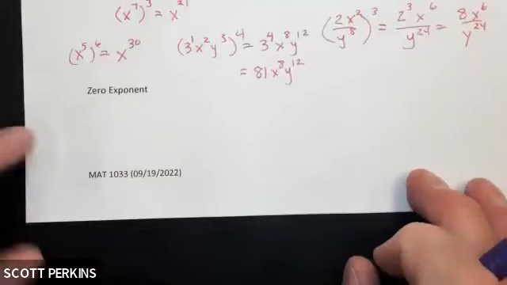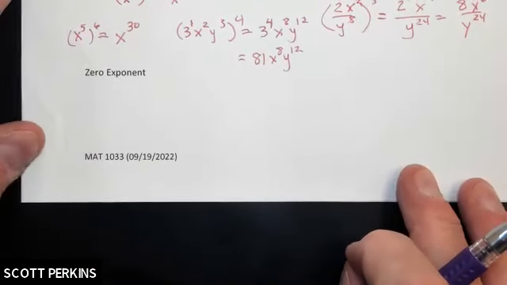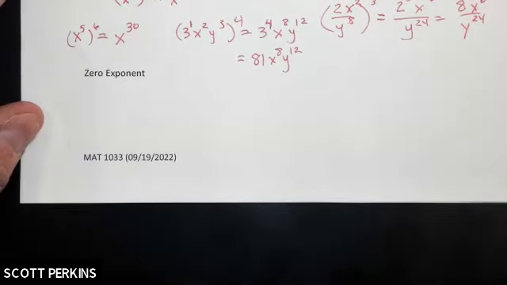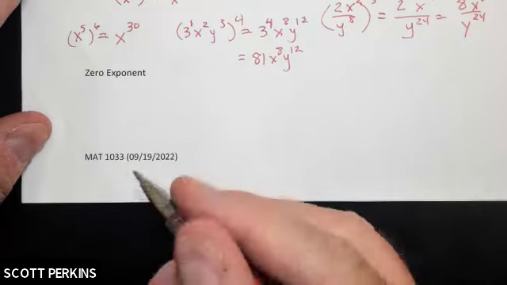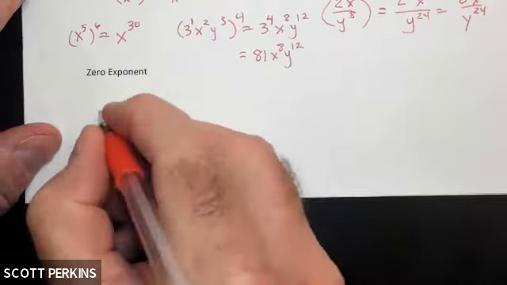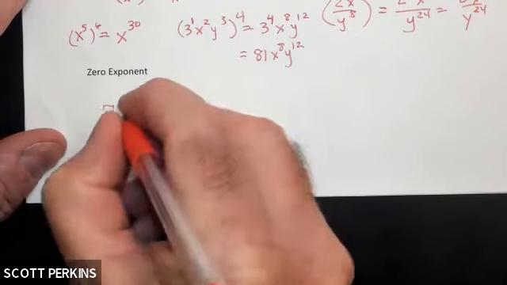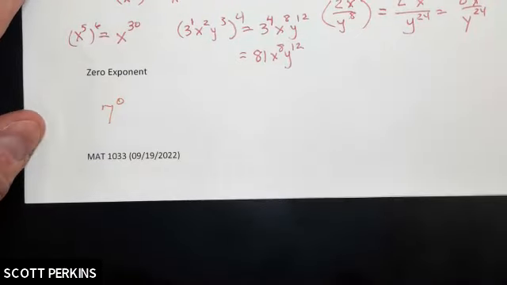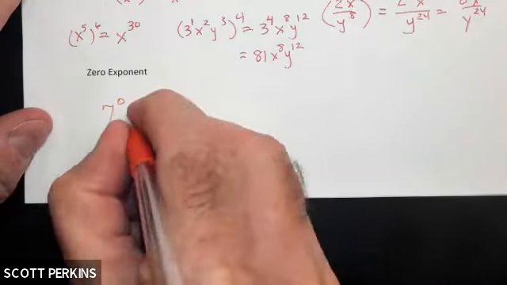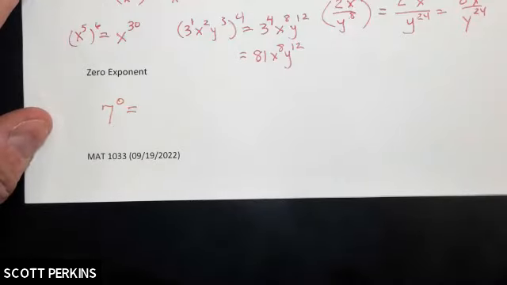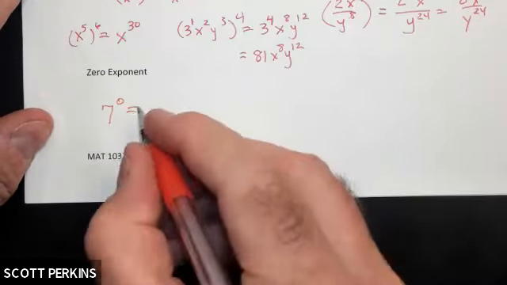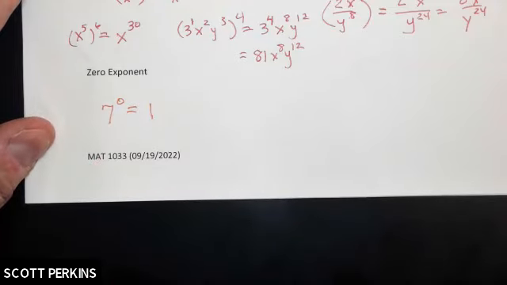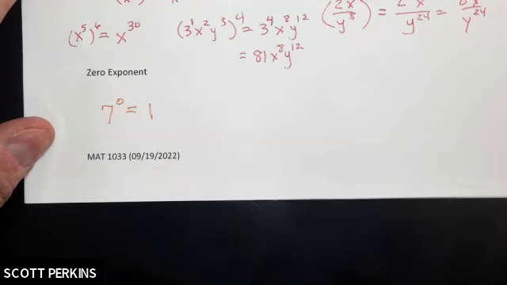The last of the basic properties of exponents is the zero exponent property. This is super fun. What this says is if I have a number like 7 and I'm raising it to the 0 power, what is 7 to the 0 power? It is equal to 1, not 0. You're not multiplying the 7 times the 0. It's 7 to the 0 power.